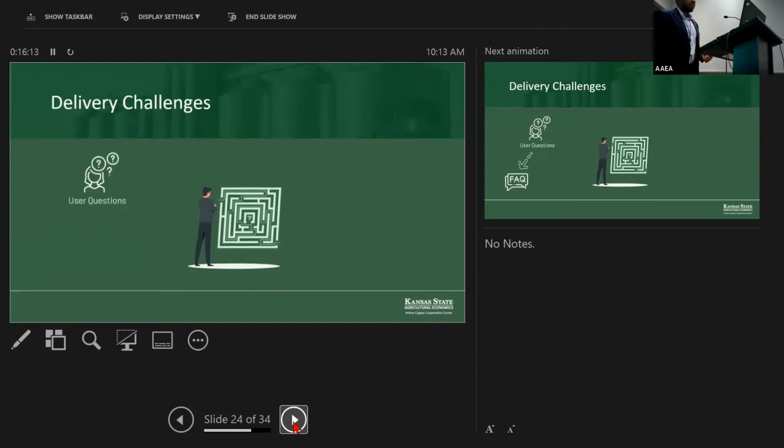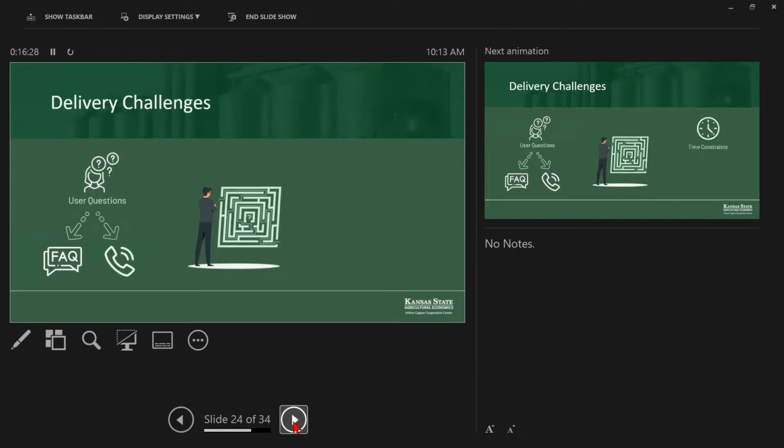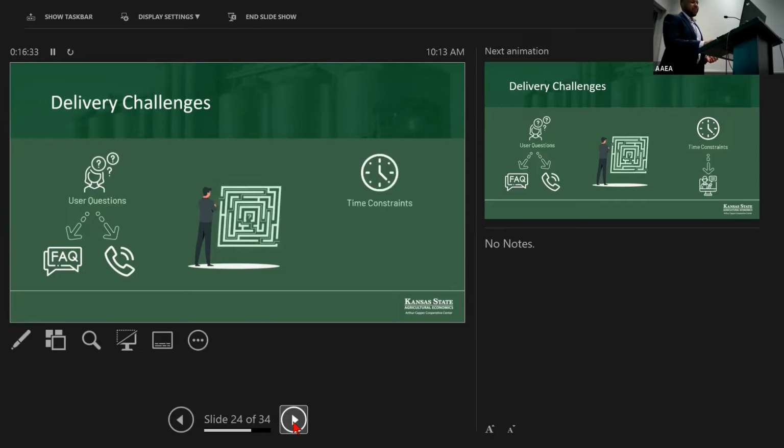We do expect to encounter a few delivery challenges. The first one being that after each activity, there's bound to be questions. So as they come in, we're going to be compiling frequently asked questions. And what we're going to do is post those on our center site, making sure it's available for any user who may have similar questions. In addition to that, we're going to be available to answer any calls over the phone. And the last one is time constraints.